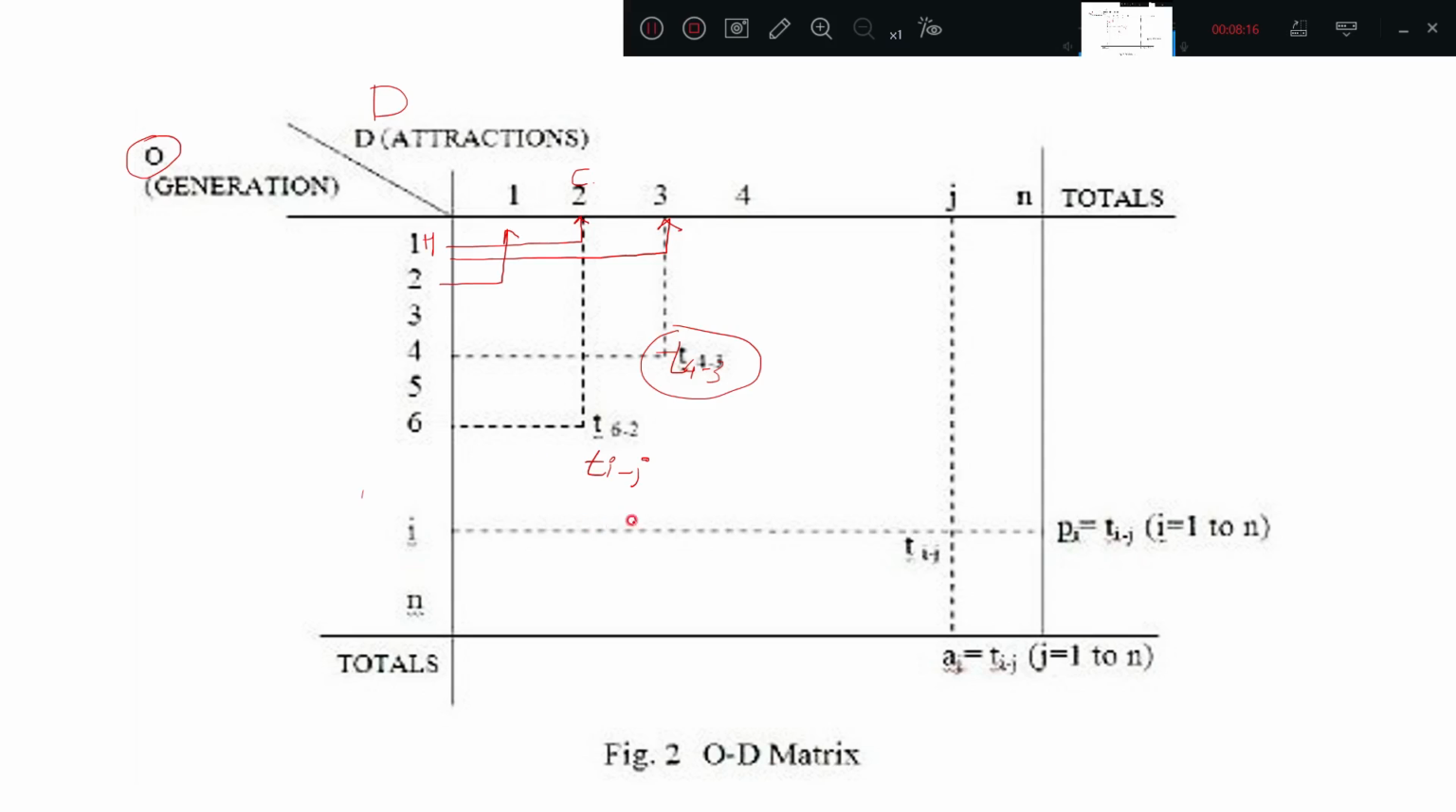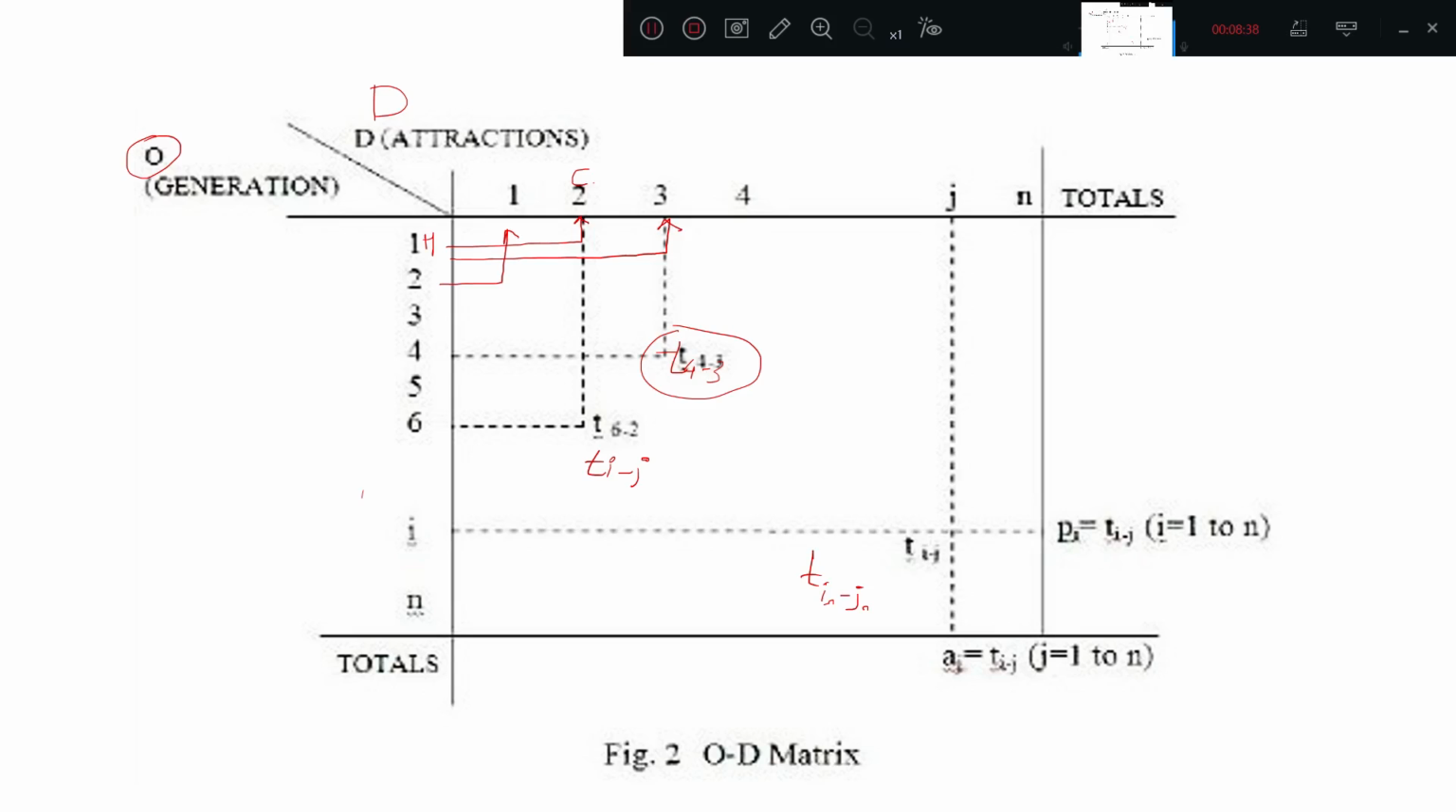So like this, we can write it for the nth trip also. The nth trip will be Ti1 and till Tin. So the last trip will be Tin. So like this, you can make the number of trips.